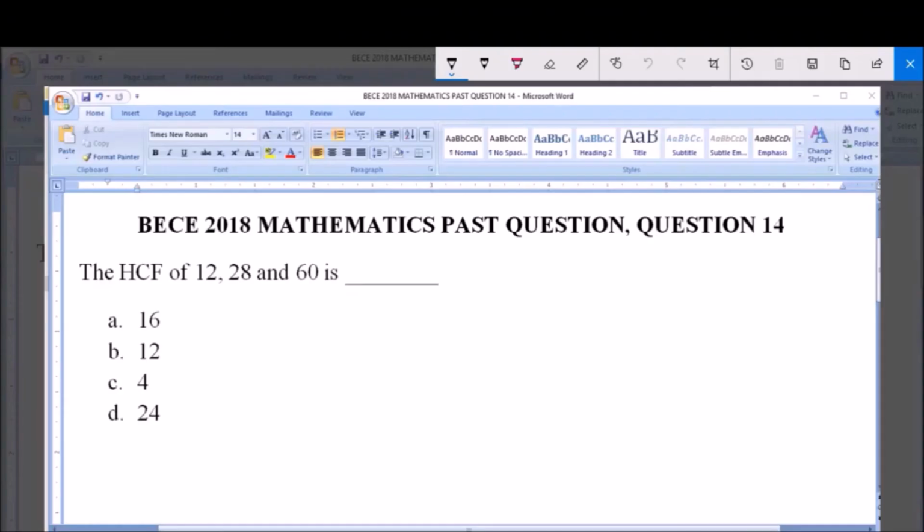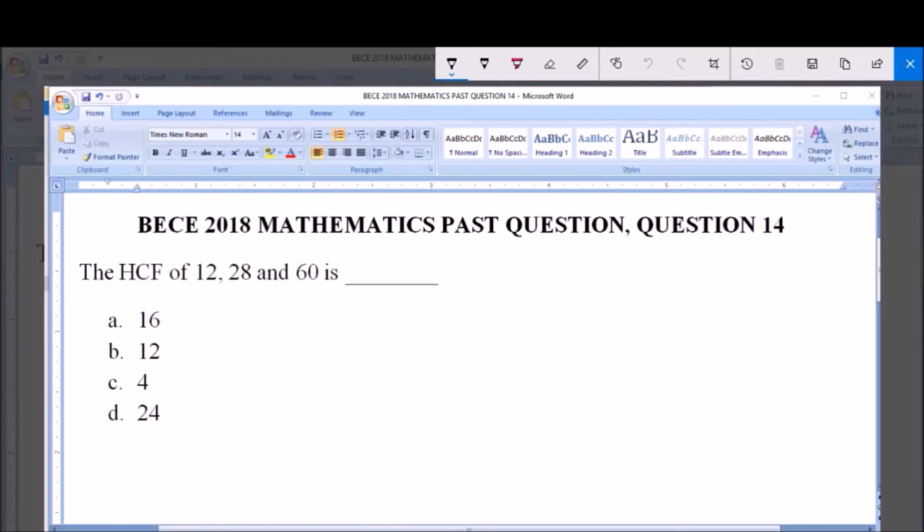Hello, good day and welcome. Today we're going to be dealing with BECE 2018 Mathematics Past Question, Question 14. The HCF of 12, 28 and 60 is dash. A 16, B 12, C 4 and D 24.